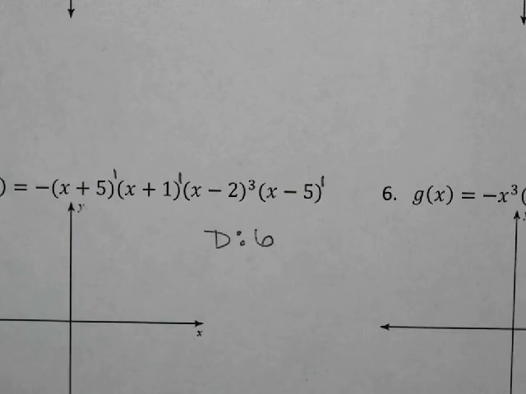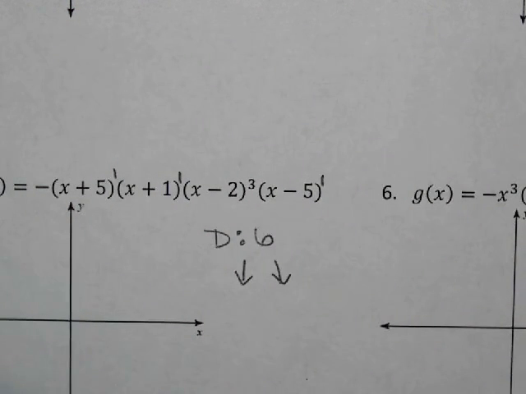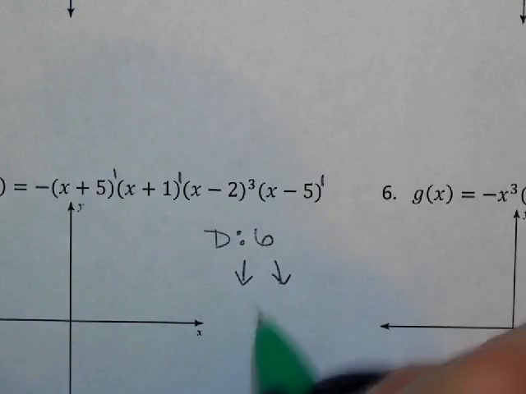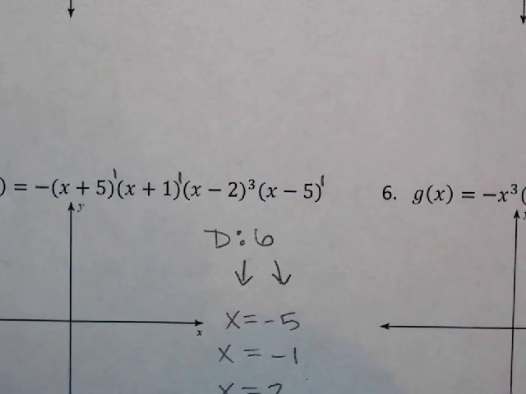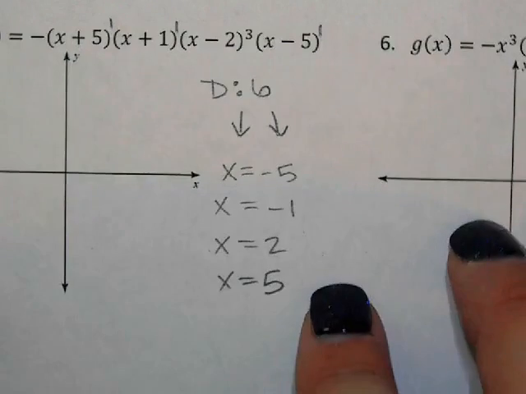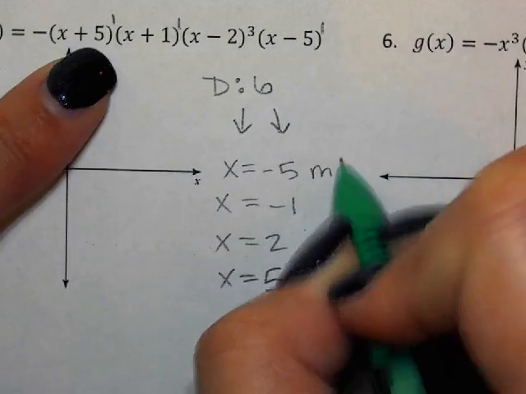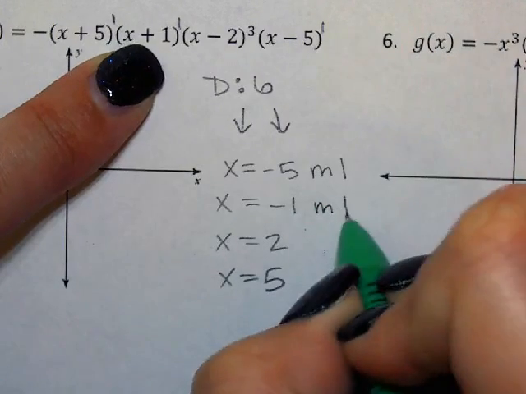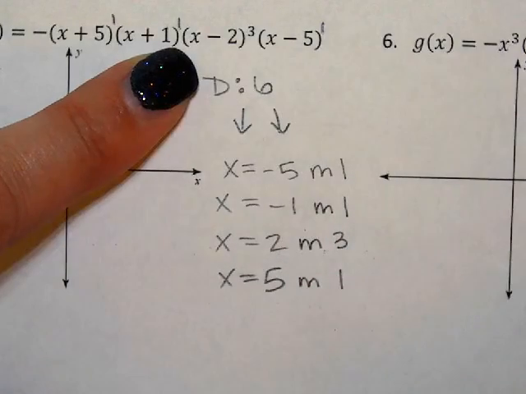Okay. What are the x-intercepts? Okay. So we've got multiplicity of 1, multiplicity of 1, multiplicity of 3, multiplicity of 1. I need another marker. Purple. Okay.